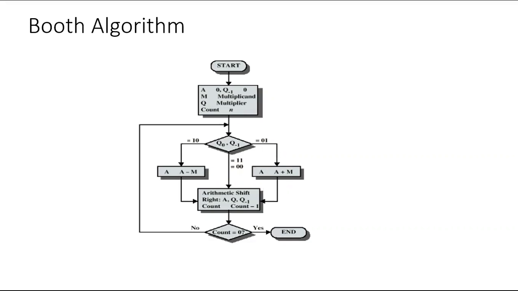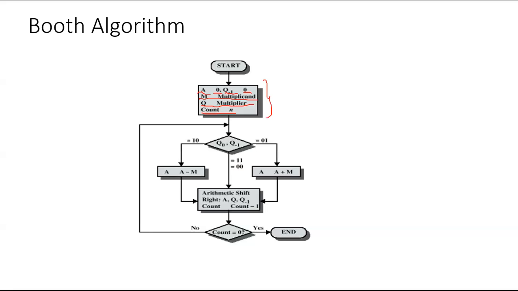This is the flowchart I have for Booth's algorithm, and I'm sure you are already familiar with this. We have register A, also called the accumulator, and we're going to initialize it to 0. We have a bit Q minus 1, which is also initialized to 0 because we are just starting out. And we have M, which is your multiplicand, Q, which is your multiplier, and your count is n.